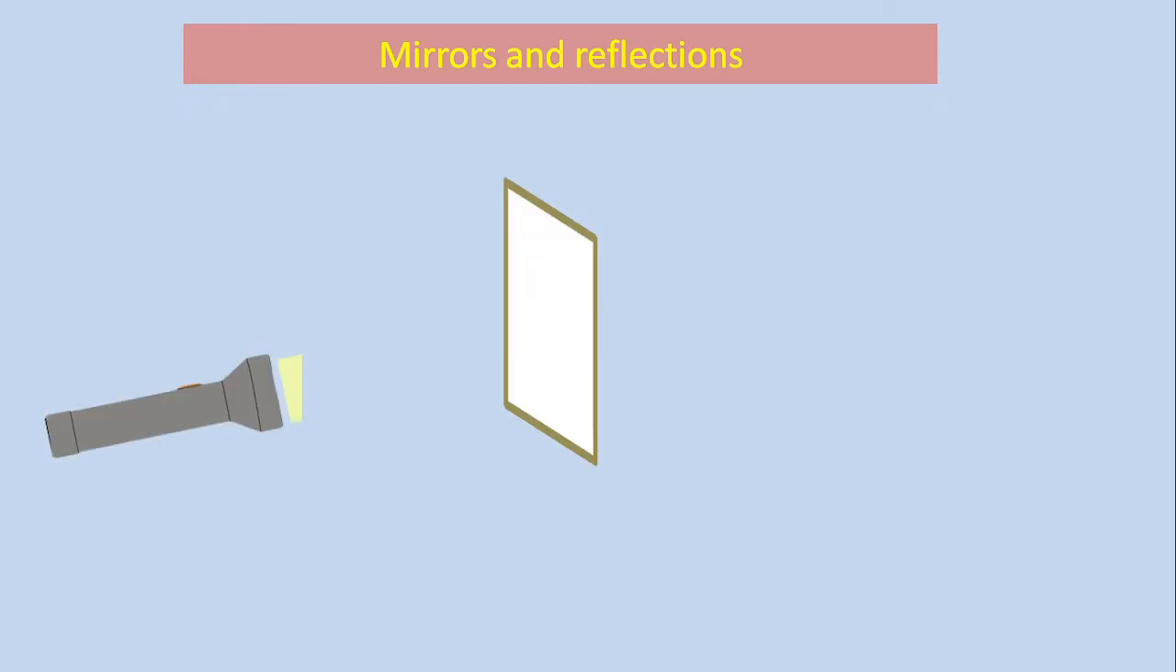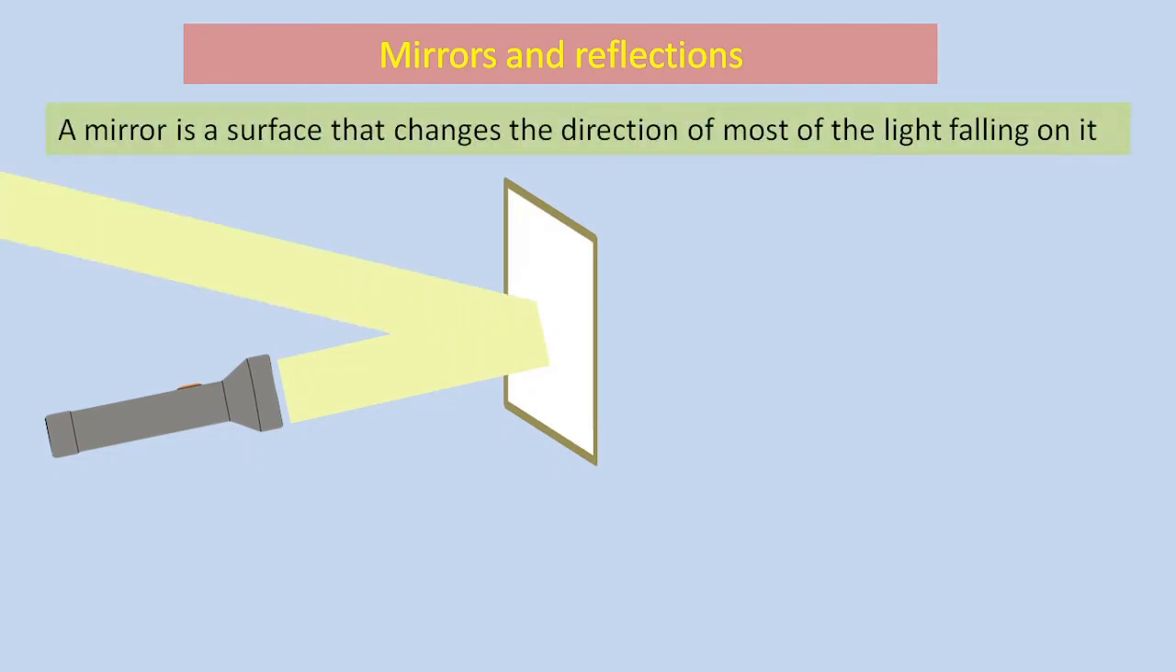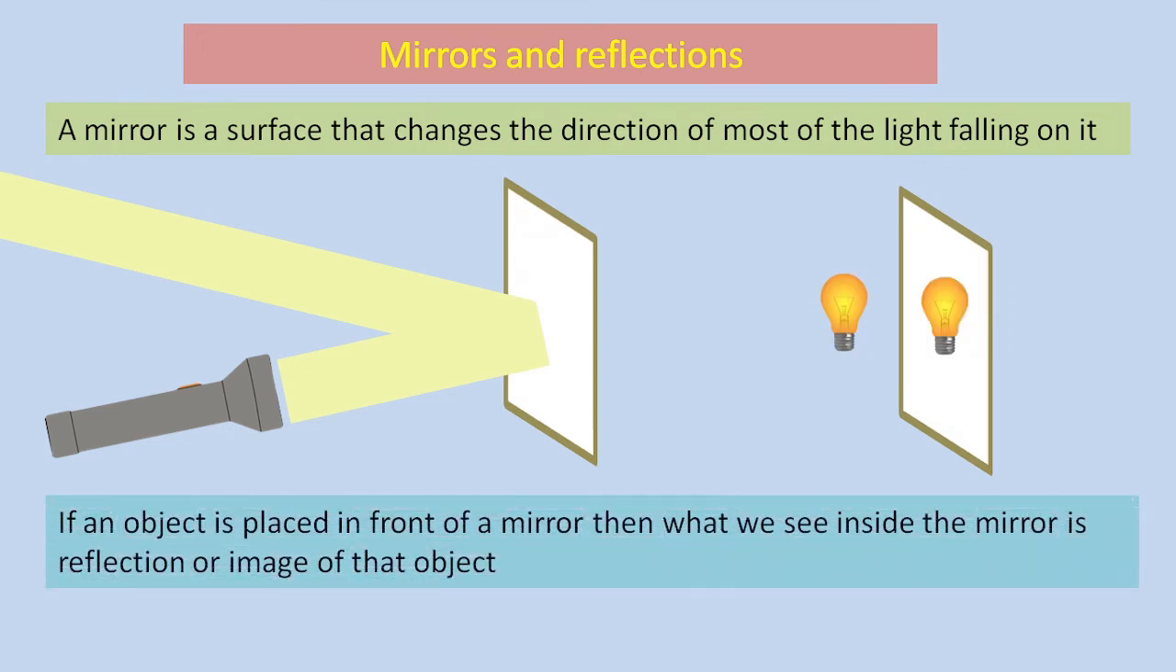Our next point to discuss is mirrors and reflections. First, what is a mirror? A mirror is a shining surface that can change the direction of most of light falling on it. What are reflections? If we place an object in front of mirror, then what we see inside the mirror is called reflection of object. It is also called image of object.